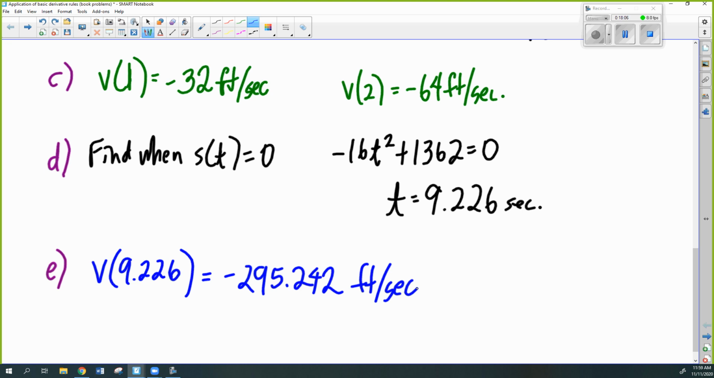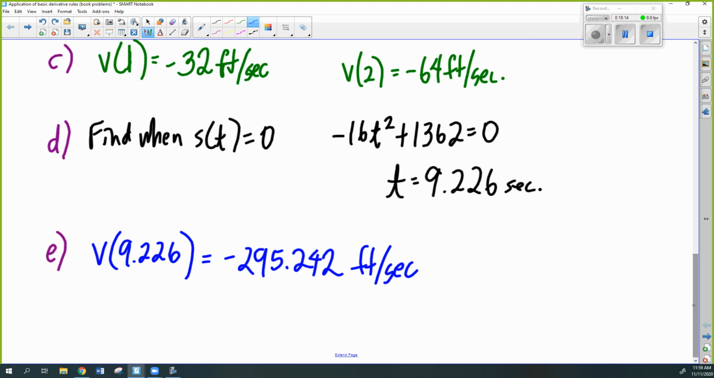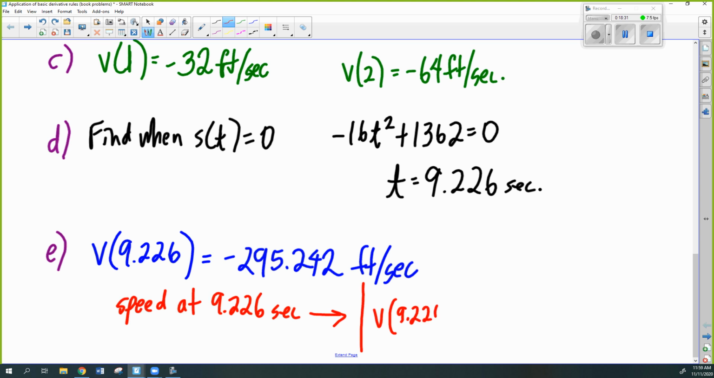Now, if I asked you what the downwards speed was, this is just like an extension. If I said what's the speed at 9.226 seconds, that would be the absolute value of velocity at 9.226 seconds. Because velocity is technically speed with direction, so to take the direction off, I would really take the absolute value. That thing is moving pretty quick, right?